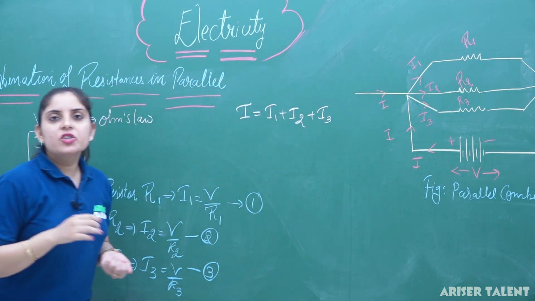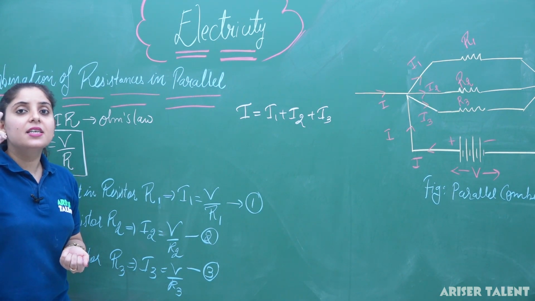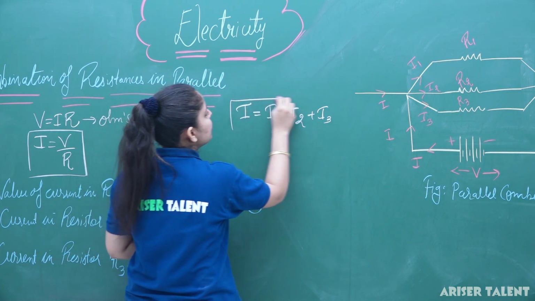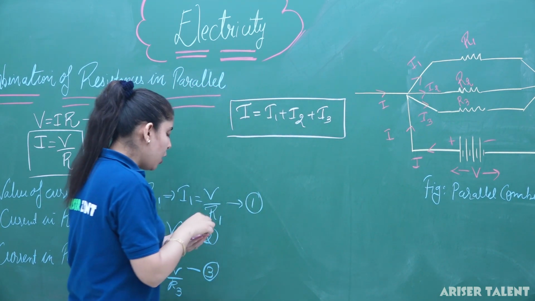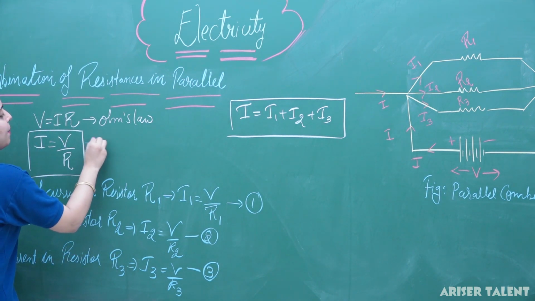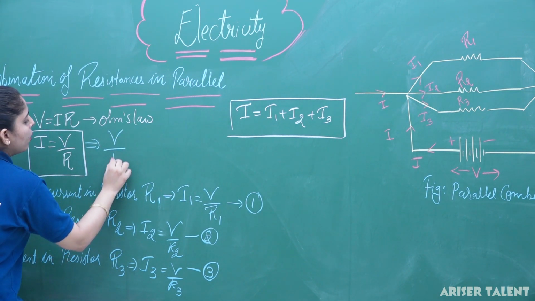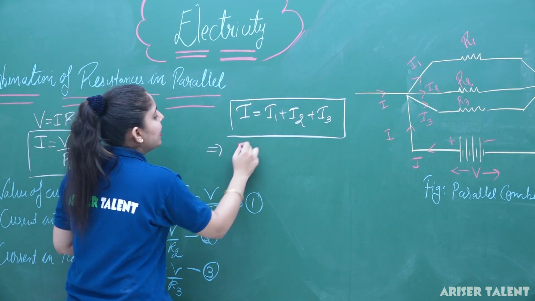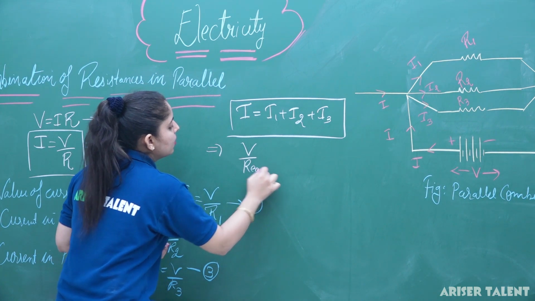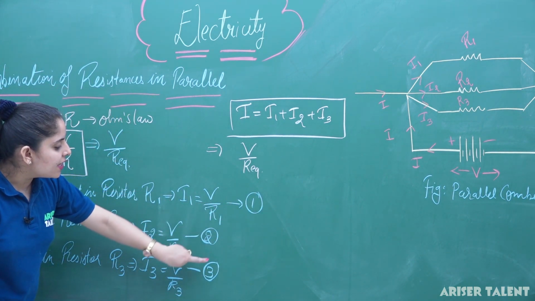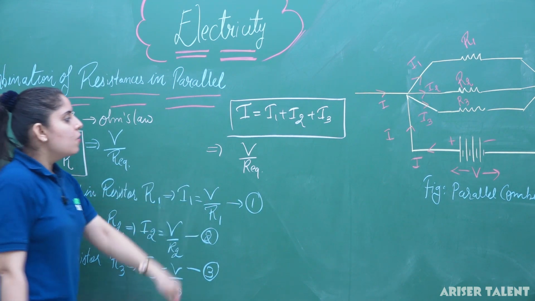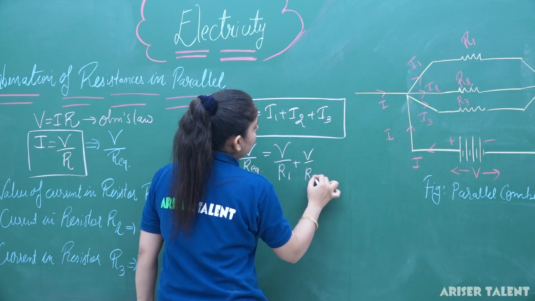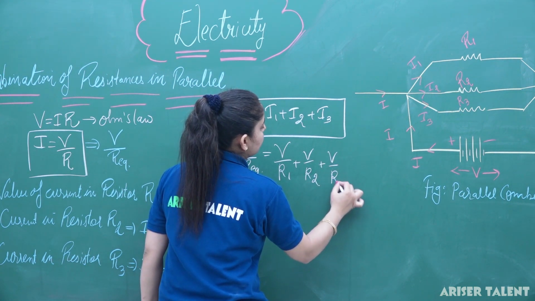So, in parallel combination, we have to add up all the currents, but in series combination, what have we done? We have added all the voltages. So, this is the general equation we have. Now, this I can be written as V upon R equivalent. So, I can write I equal to V upon R equivalent, and substituting all these values from equation 1, 2 and 3 here, what will we get? V upon R1 plus V upon R2 plus V upon R3.